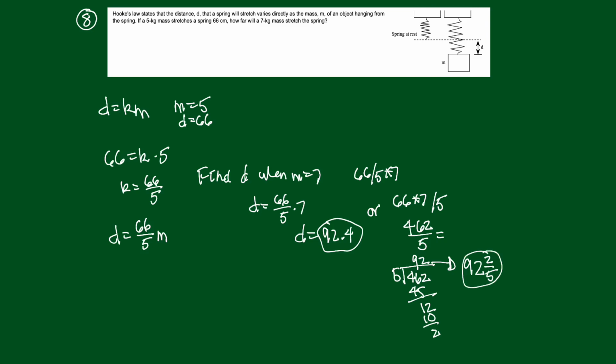All right, so the answer could be given as a decimal or as this mixed number, and they're not really telling us how to write it, so I think either one would be good. But let's write the answer. A 7-kilogram mass will stretch the spring 92.4 centimeters, or if you wanted to use the mixed number, 92 and 2/5 centimeters, that works too.